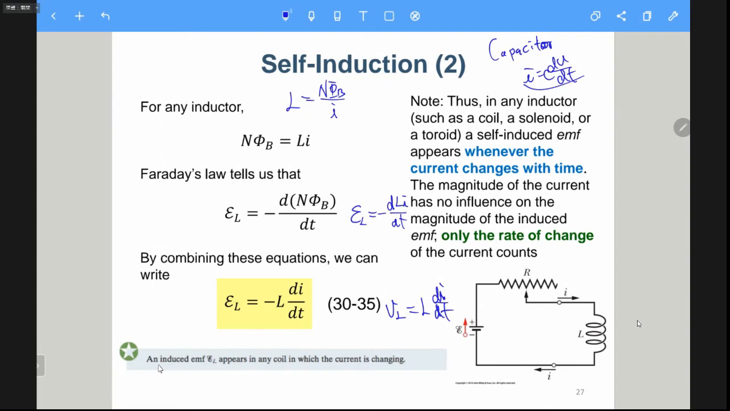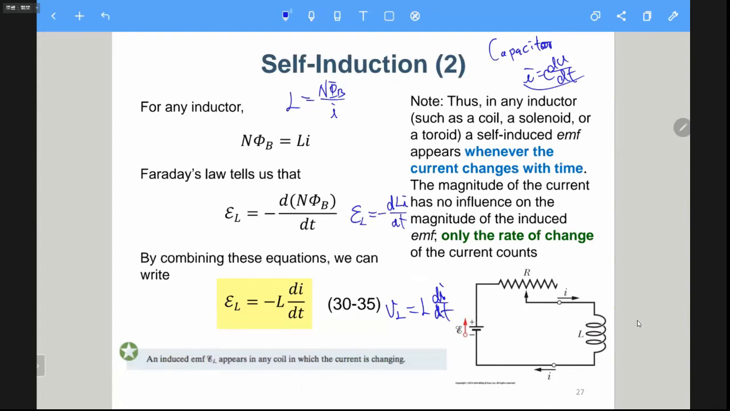And the induced EMF E_L appears in any coil in which the current is changing. So if the current is changing, there will be a voltage drop there. Which means if it is just a constant voltage, then there will be no voltage drop. Most of you should have learned circuit analysis.